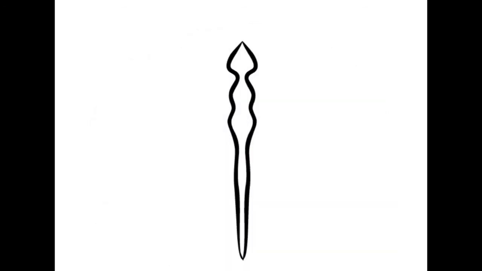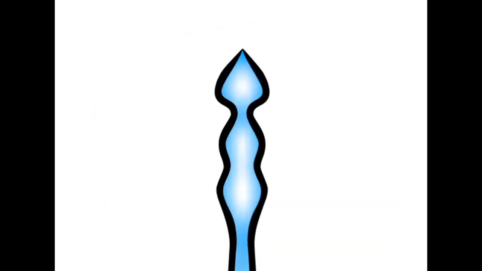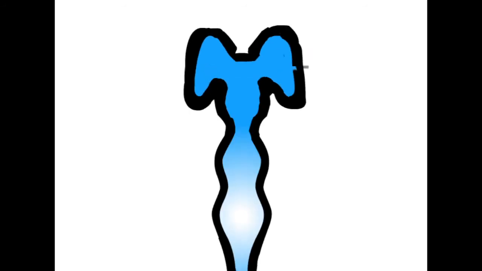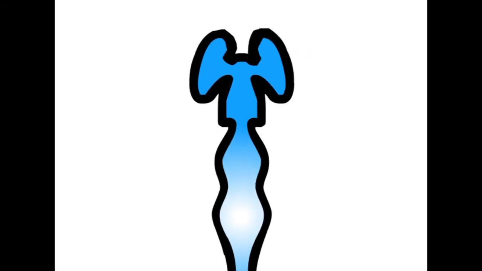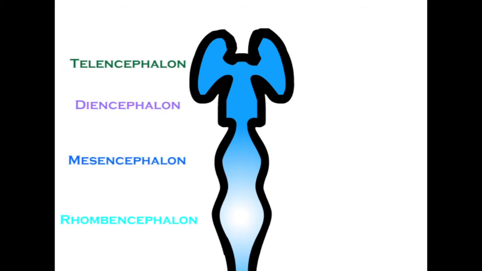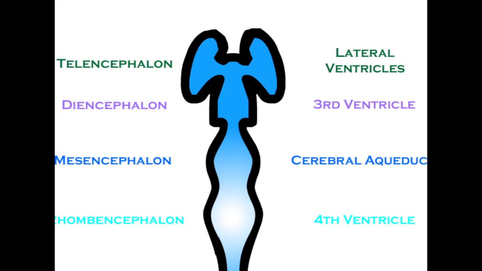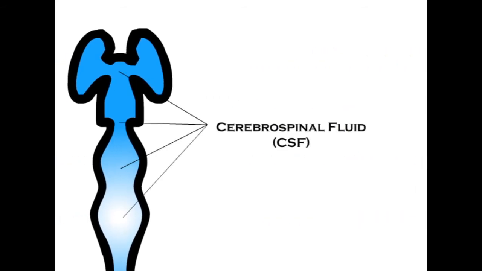Remember, within the neural tube there exists a fluid-filled space. As the brain develops, the fluid-filled space persists and takes shape along with its neighboring structures. Thus, in the adult brain, each of the divisions we have just seen has a corresponding fluid-filled space, or ventricle. The fluid that fills the ventricles is called cerebrospinal fluid, or CSF.